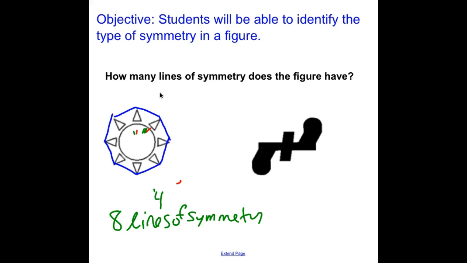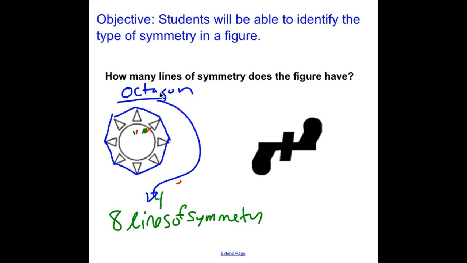And since it's an octagon, octagons have 8 sides. There's 8 lines of symmetry as well. Okay, so if you can model a shape with a polygon, with an equilateral polygon, you can also create or figure out your lines of symmetry that way.